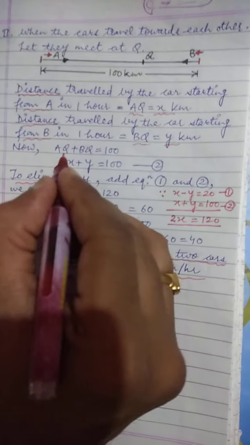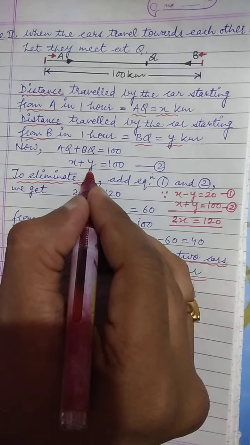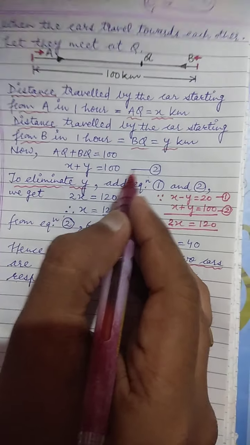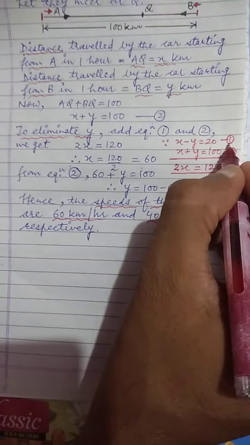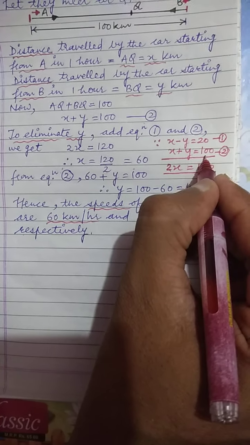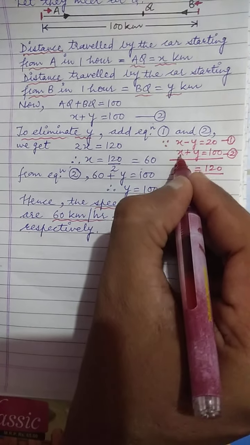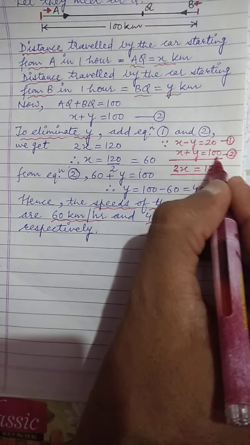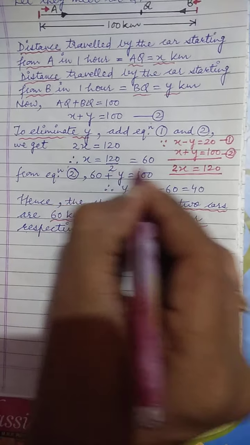So substituting the value of AQ and BQ from these, we get x plus y is equal to 100 as the second equation. Now to eliminate y from the first and second equations, this is your first equation, x minus y is equal to 20, and the second equation is x plus y is equal to 100. On adding both equations, y will be cancelled out and we get x plus x as 2x, and 20 plus 100 is 120. On solving, we get x equal to 120 upon 2, that is 60.